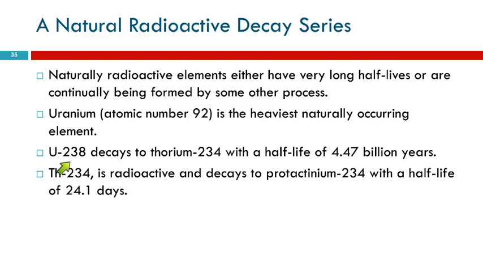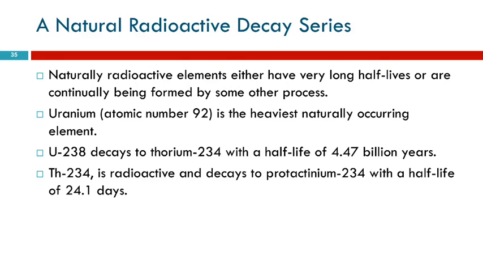So uranium-238 decays to thorium-234. It has a half-life of 4.47 billion years. And then thorium-234 is radioactive. It decays to protactinium-234. That has a half-life of about 24 days. So the thorium-234 is decaying almost as it's being formed, right? It takes a long time to form it, and then once it's formed, it decays fairly quickly.